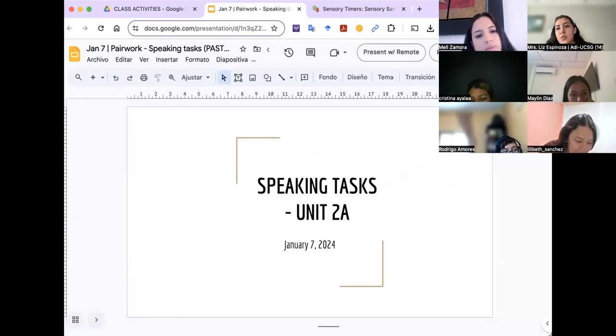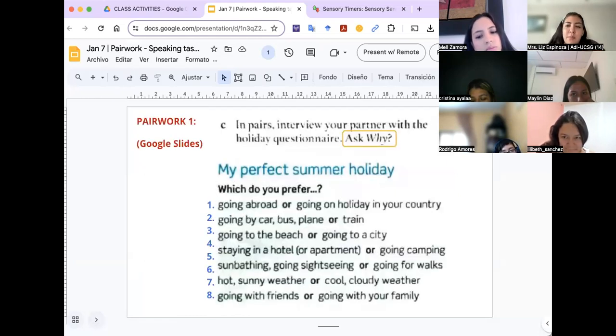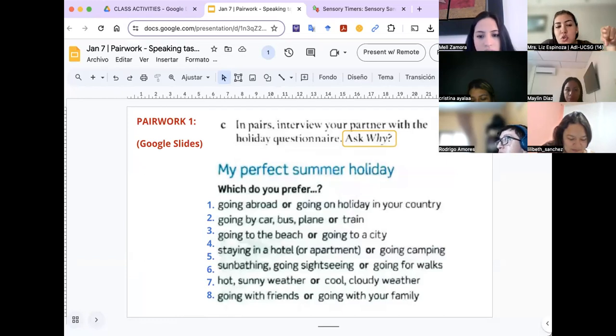You have two things to do, right? Remember, you have 50 minutes, almost an hour to work this. So the first pair work activity is this one. Remember at the beginning of the unit, we have an image. This is the one that says, interview your partner with a holiday questionnaire. Ask why. So it's not which option you like only, but also why. So you need a reason, okay?